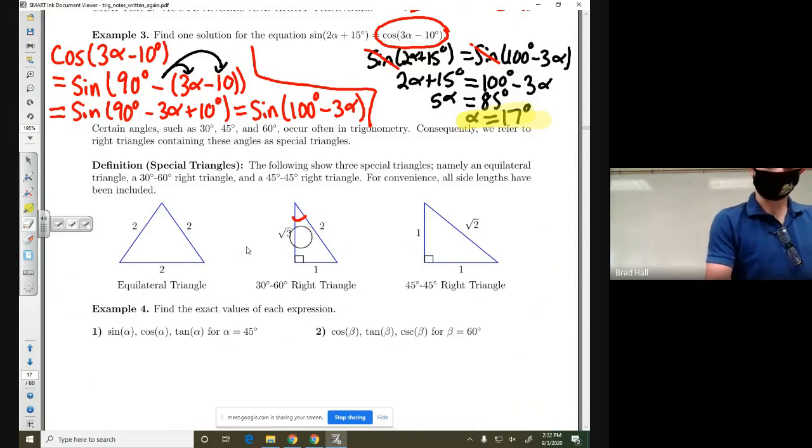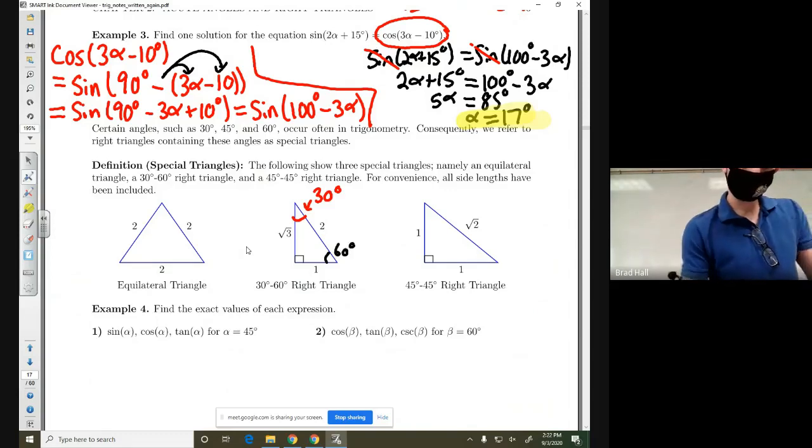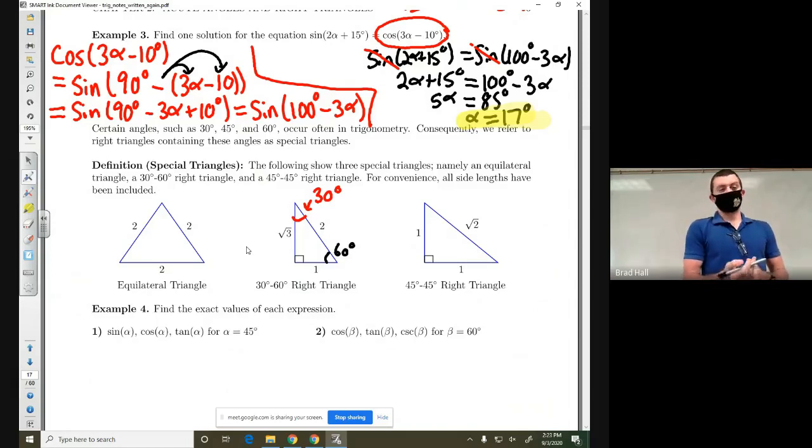Let me try that again. So in the red, that's 30 degrees, and in black, this will be 60 degrees. So go ahead and make that addition to your notes, because that does matter, and it will matter for reasons we will get to.